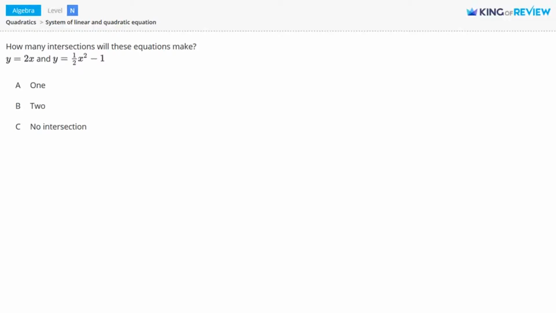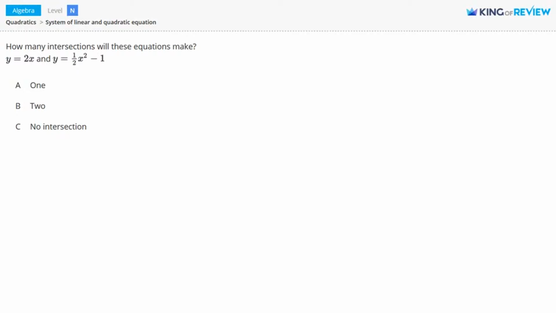How many intersections will these equations make? y equals 2x and y equals 1/2 x squared minus 1. One method for solving this problem is to graph both of these equations on the same coordinate plane and then count how many times they intersect.